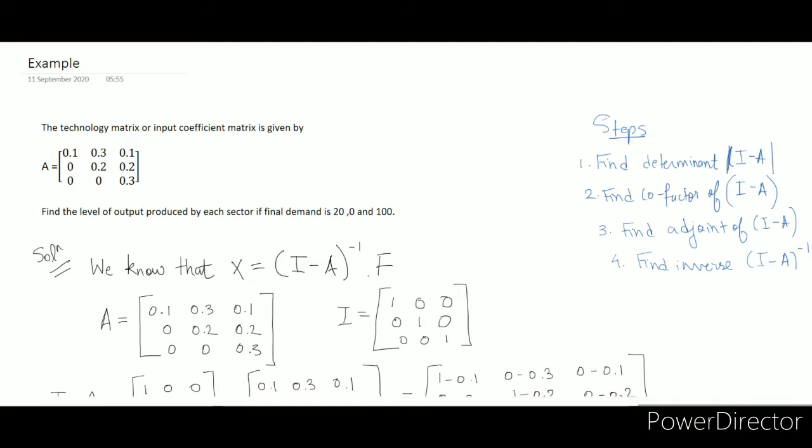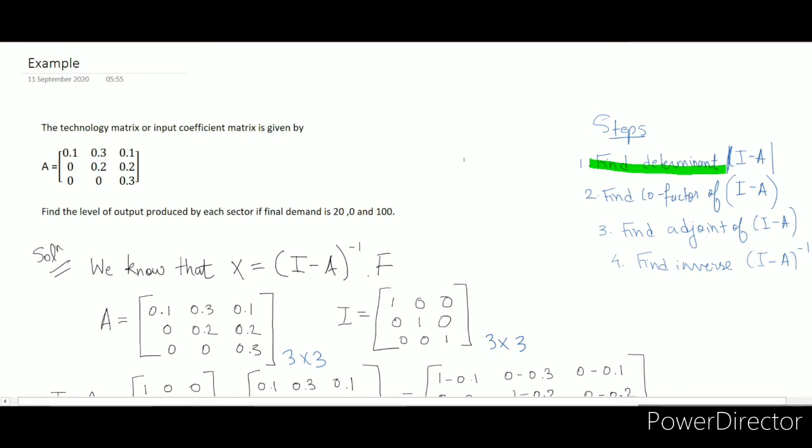The first of these steps involves, okay, you find the determinant, that is, you find I minus A. The first step is to subtract the input coefficient matrix, which is your A, from the identity matrix. And then you find the determinant. You should remember that A here is a 3 by 3 matrix. Why? Because there are 3 rows and 3 columns. So your identity matrix should also be a 3 by 3 matrix. It should also have 3 rows, 3 columns.